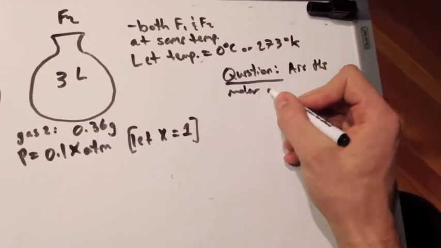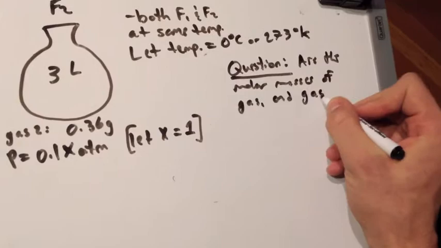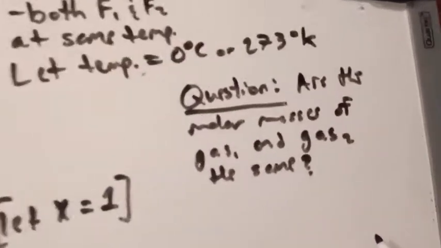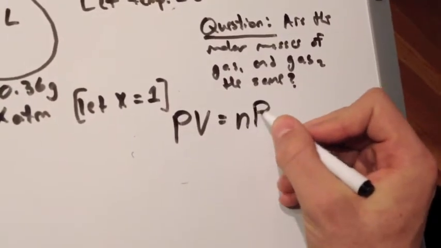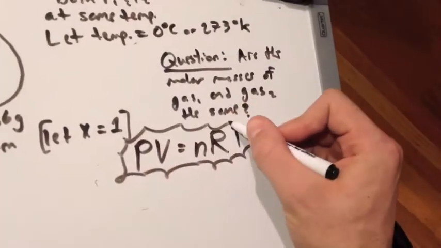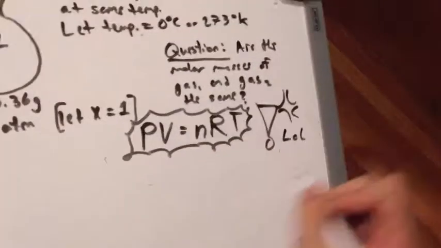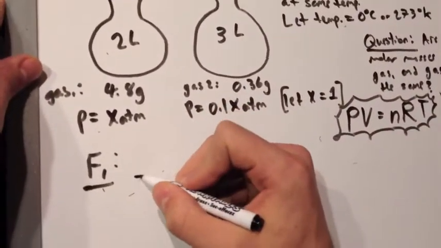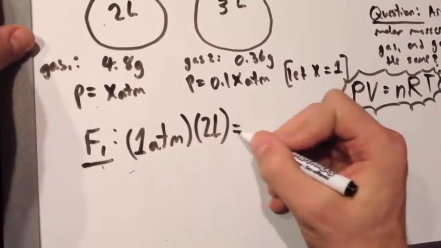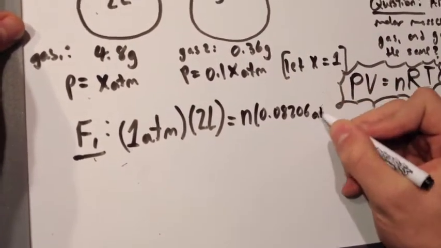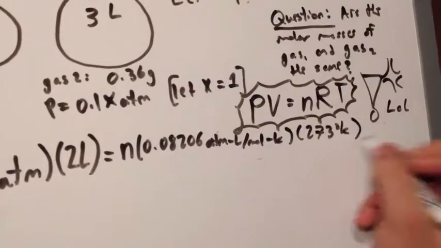Remember that in order to use the ideal gas equation, temperature must be in degrees Kelvin. We want to know if the molar masses of the gases are the same. We can find out by using the ideal gas equation. Simply, we plug in pressure, volume, R, and temperature, and solve for n, which is the number of moles.